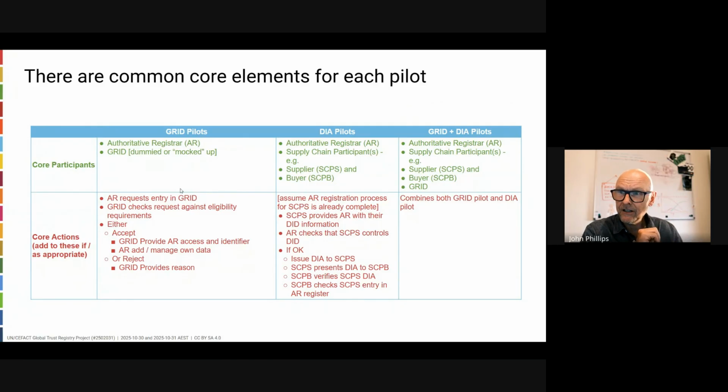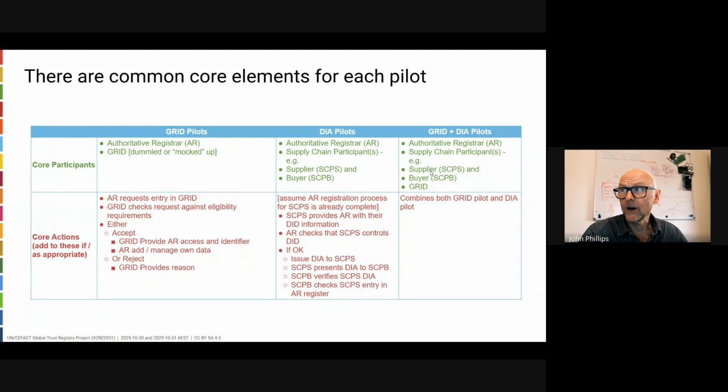So in this column, I'm trying to say what the core actions might be for a GRID pilot. For a digital identity anchor pilot, we would have more participants, more actors. We would still have the authoritative registrar. We would have some supply chain participants involved, so maybe a buyer and seller. We would then have them go through an interaction pattern: asking the supplier for a digital identity anchor, receiving a digital identity anchor, presenting it to a buyer, the buyer verifying it, and so on. Some process of interchange, testing out a DIA.